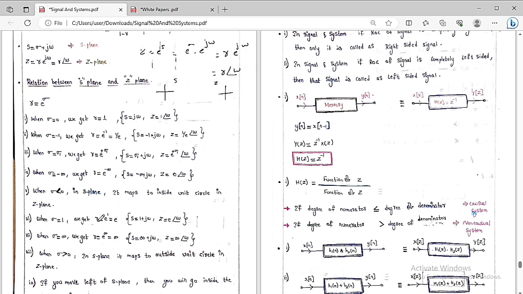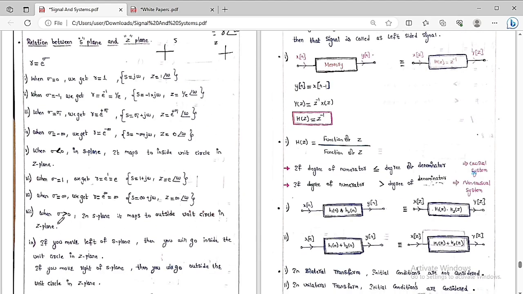So all the points on the RHS of the S plane are going to map outside the unit circle. Suppose when sigma is equal to infinity, then we get R equal to e to the power of infinity, which is equal to infinity. So S is equal to infinity plus j omega, and Z is equal to infinity at an angle of omega. So the point at infinity on the RHS lies far away from the Z plane with a radius of infinity. So when sigma is greater than 0 in the S plane, it maps outside the unit circle in the Z plane. This one I have already told you.